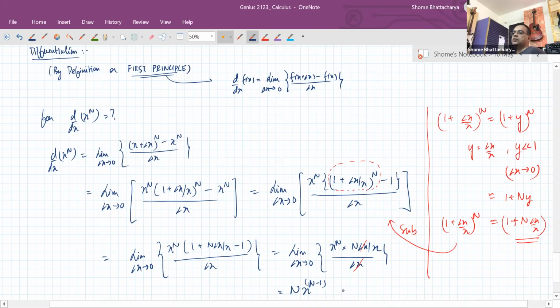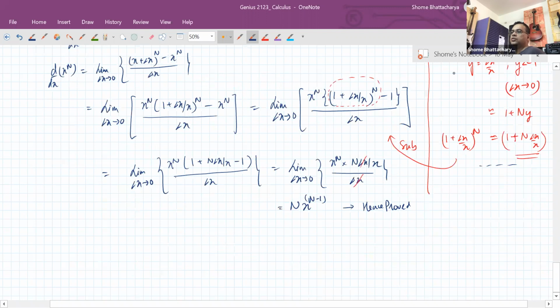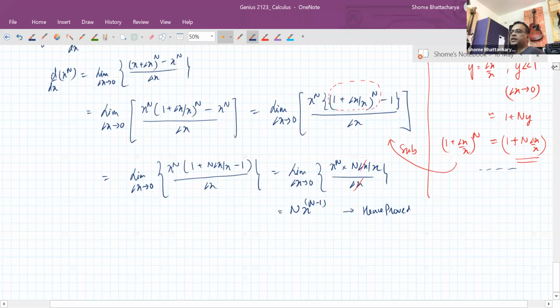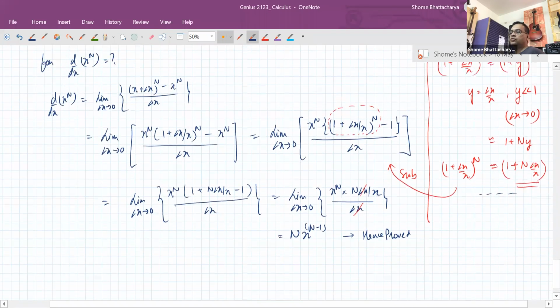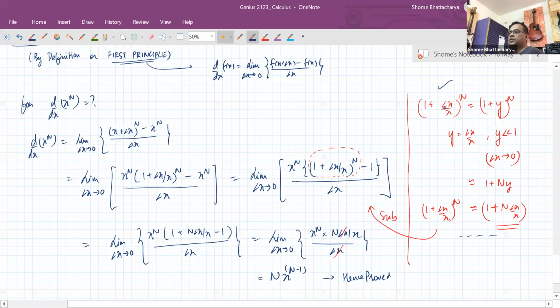Sir, can you repeat this? I did not get the step. Which step? This one? Sir, that (1 plus delta x by x) to the power n. So see, (1 plus delta x by x) to the power n, we'll solve it separately. So I've taken it here. Okay. Now I can write this 1 plus delta x by x as 1 plus some other quantity y, to the power n, where y is delta x by x.